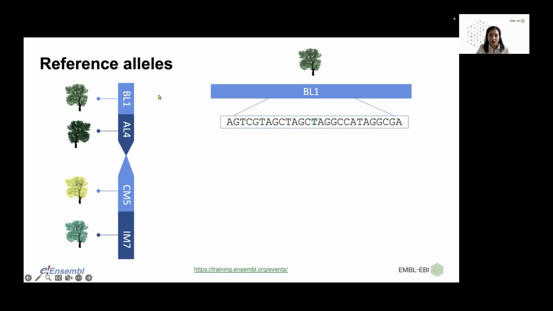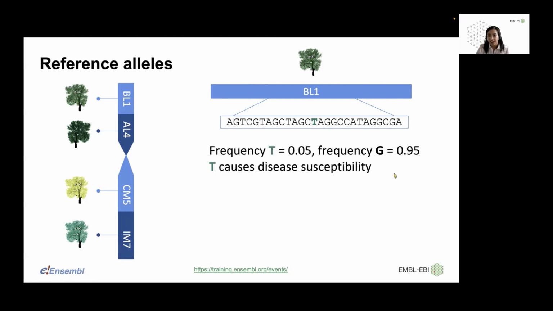So when you take a section of the genome assembly and look at a particular variant, so T in this case, it means that this T allele is found in this particular individual. But it doesn't mean that the majority of the individuals have this T allele. This individual might actually be carrying an allele that causes susceptibility to a disease.